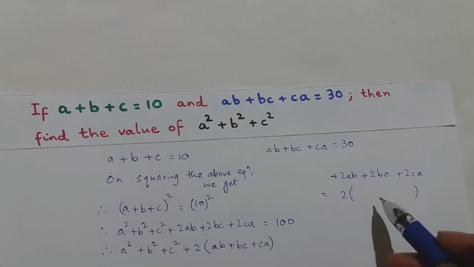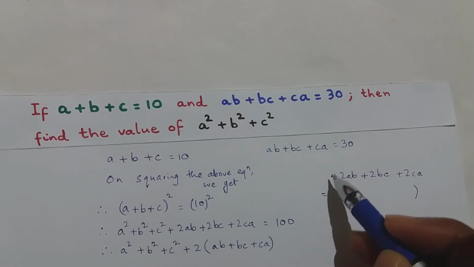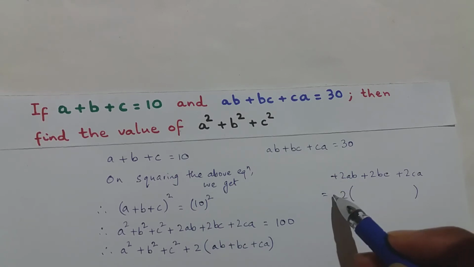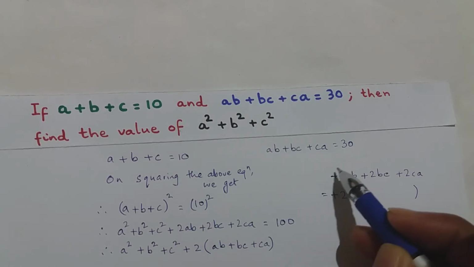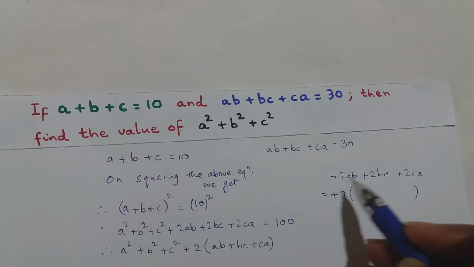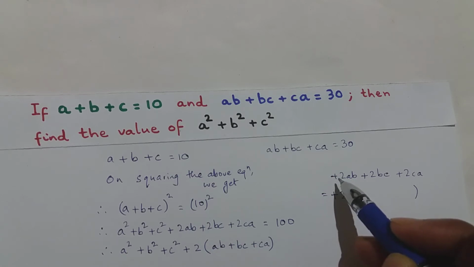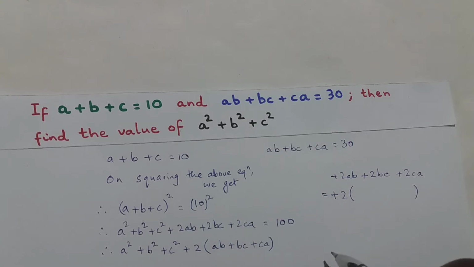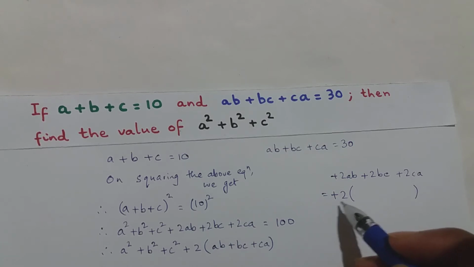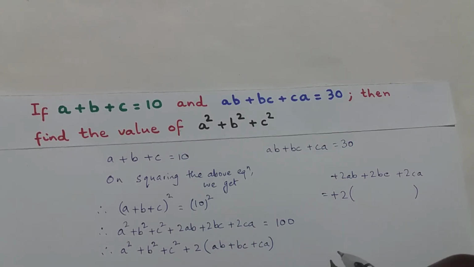Now here the first term is plus 2ab, so it has a plus sign associated with it. So I will write this plus sign also over here. So I am writing plus 2 outside.